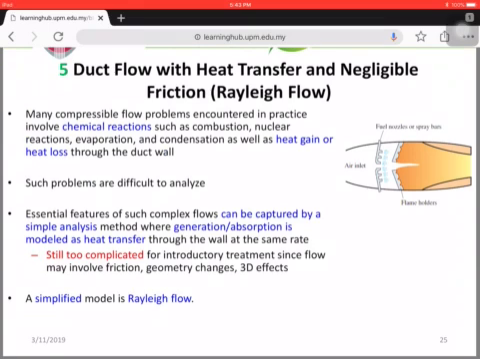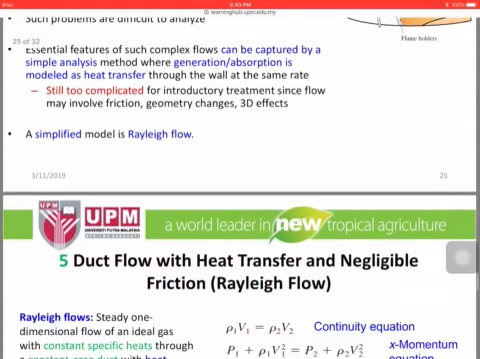So for Rayleigh flow, the essential features of such complex flow can be captured by a simple analysis method, where generation and absorption are modeled as heat transfer through the wall at the same rate. But this is still too complicated for an introductory treatment since the flow may involve friction, geometry changes, and 3D effects. So we use Rayleigh flow as a simplified model.